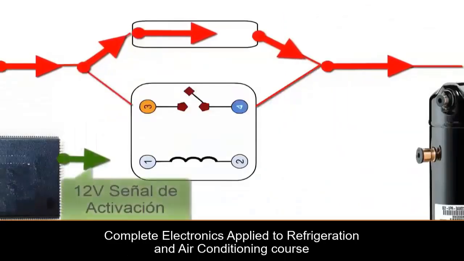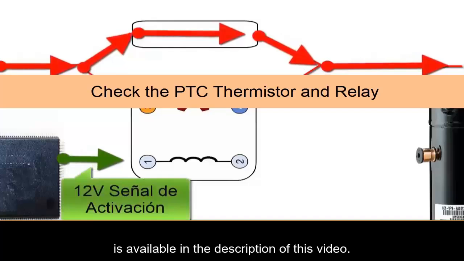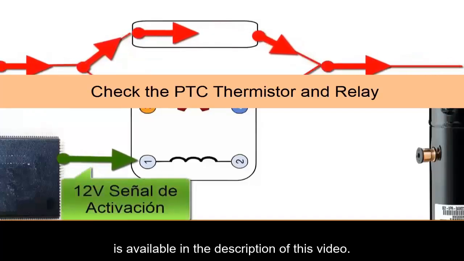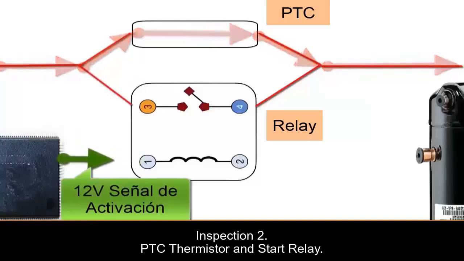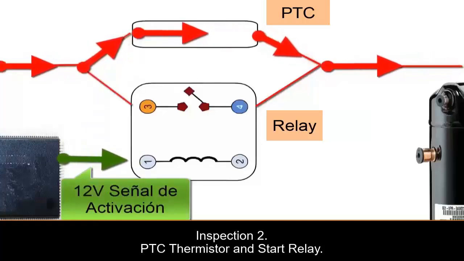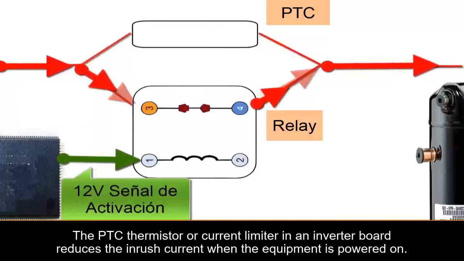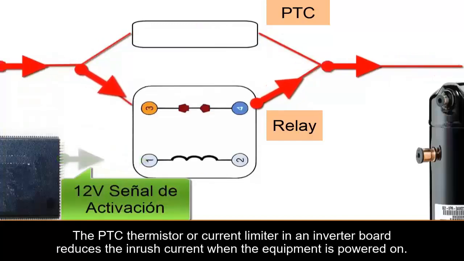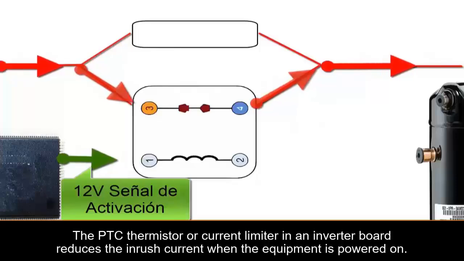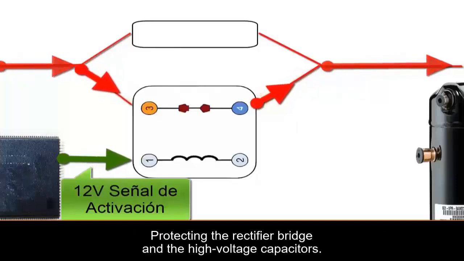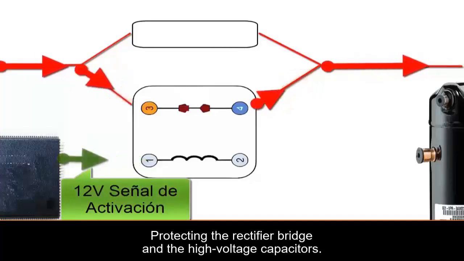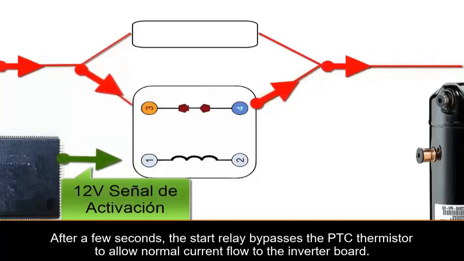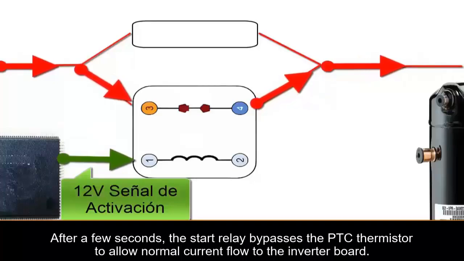Inspection 2. PTC thermistor and start relay. The PTC thermistor, or current limiter, in an inverter board reduces the inrush current when the equipment is powered on, protecting the rectifier bridge and the high-voltage capacitors. After a few seconds, the start relay bypasses the PTC thermistor to allow normal current flow to the inverter board. This system prevents current surges and protects the power electronics.